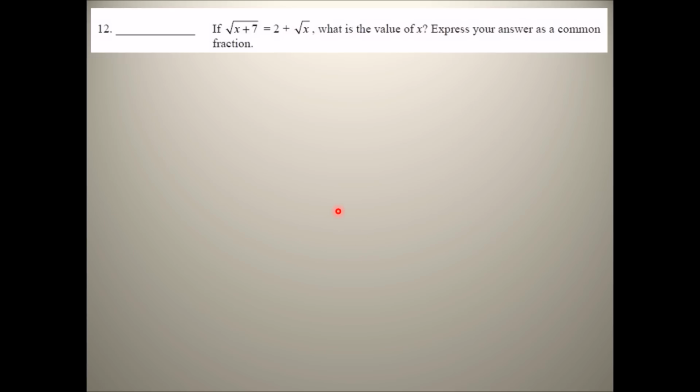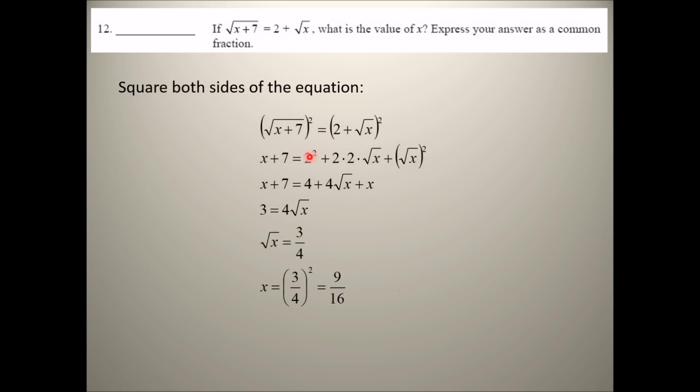So number 12. If the square root of x plus 7 equals 2 plus the square root of x, what is the value of x? Express your answer as a common fraction. To solve this, you square both sides of the equation to get rid of this square root here. When you square this, you get x plus 7, and you don't just get straight up 2 squared plus square root of x squared. You have to remember that (a plus b) squared equals a squared plus 2ab plus b squared.